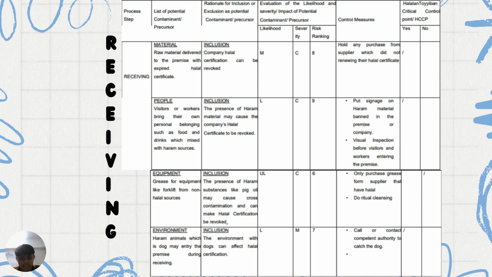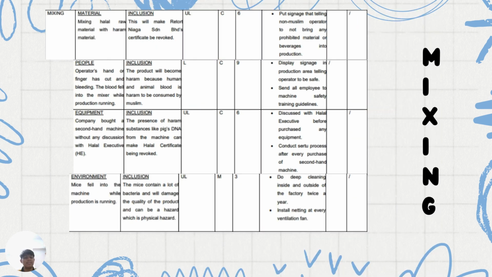The control measure is to call or contact the competent authority to catch the dog, or we can move the dog using our hand, but it has to be covered with a hand glove. Or if you want to be safe, you can make it go away with some big and loud noise. Right. Now we move to our next one, which is mixing.